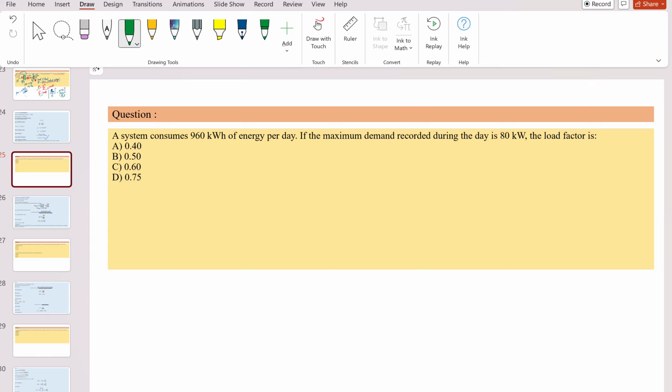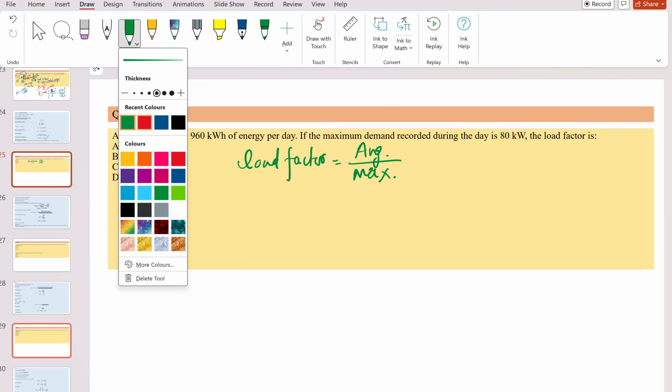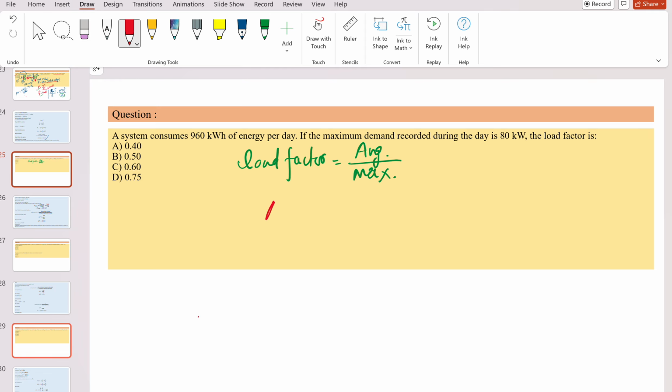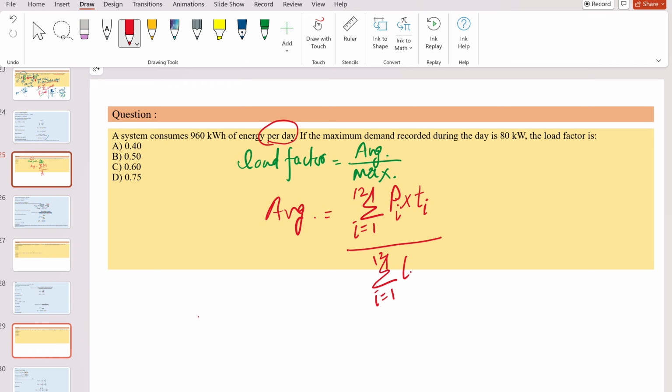Let me explain. What is the definition of load factor? We have already seen that it is the average power consumption divided by the maximum. This is the basic definition. Also, the average, if this is per day, is the summation for i equal to 1 to 12 of the power multiplied by the time of that slot, t_i p_i, divided by the total time frame, the summation of t_i for i equal to 1 to 12.